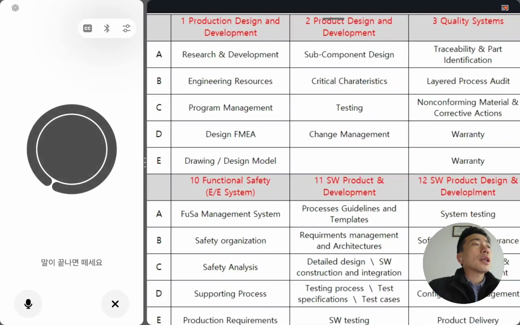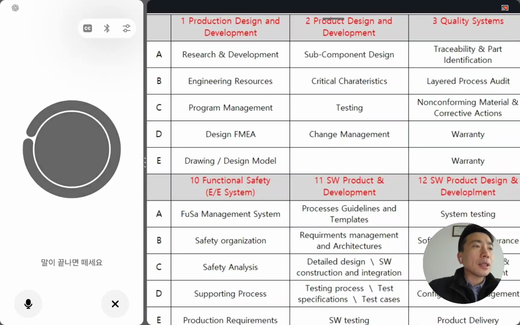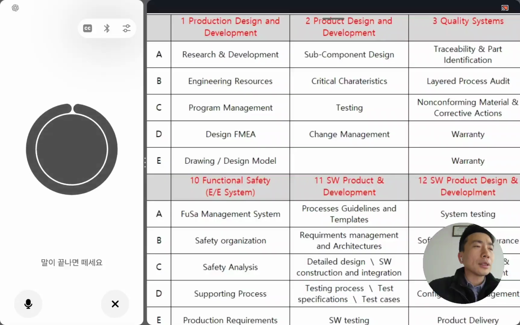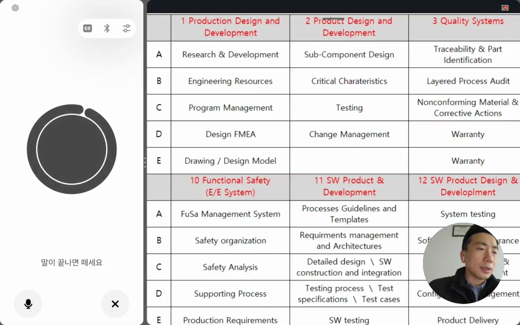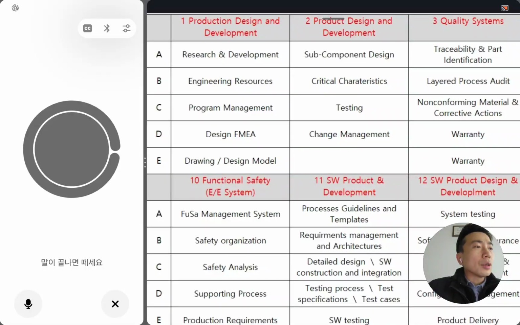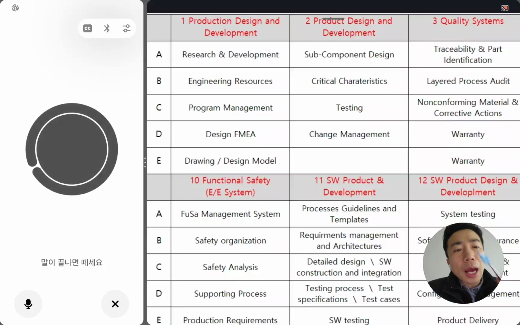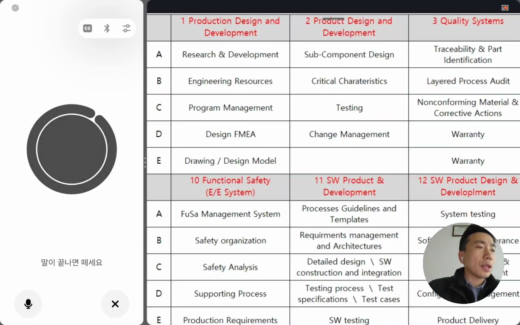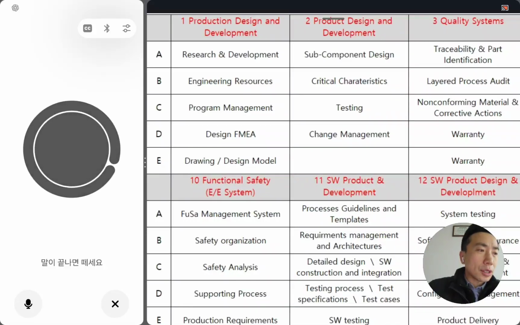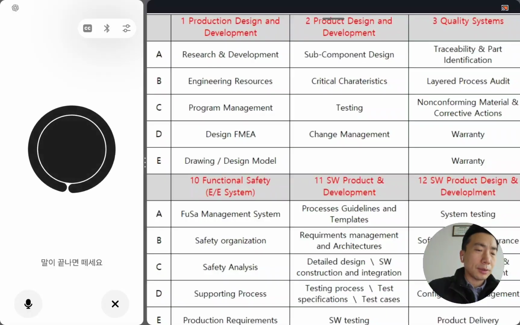Number 5, how are critical characteristics documented in design drawings and control plans? Number 6, how do you communicate critical characteristics to manufacturing, quality, and suppliers? Number 7, can you show an example drawing or control plan where critical characteristics are clearly identified? Number 8, how do you ensure that all teams understand the symbol or notation used for critical characteristics?